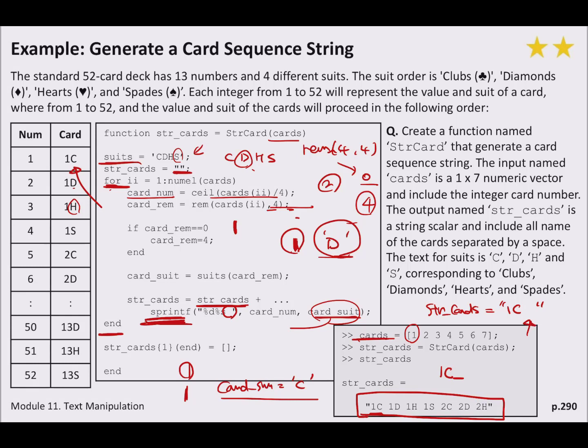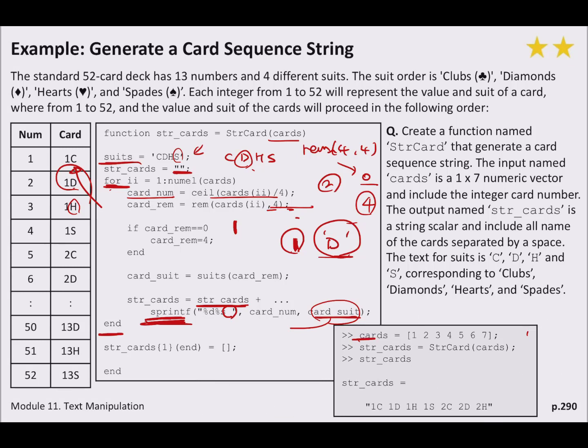And in the second iteration, we get 1D, so we add 1D to the existing string, followed by an empty space. We iterate this process 7 times and you will get this string. That's why you will see this string in your error message. I actually generated this error message using this function. Okay.